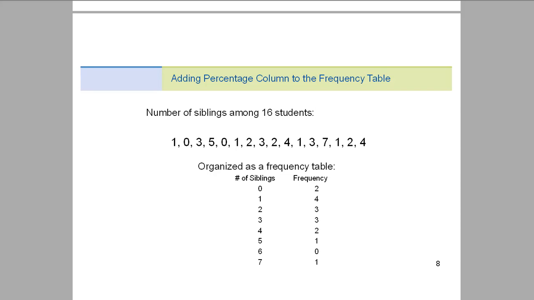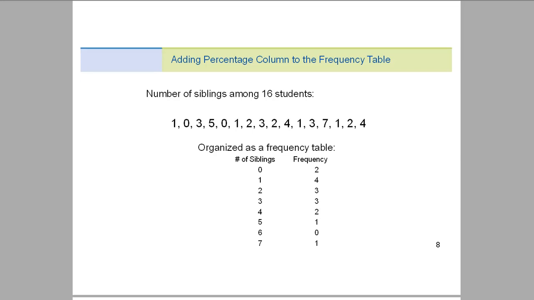Hi everyone. Now we know how to construct a frequency or an ungrouped frequency table by hand. In this video, we're going to see the value of adding a percent column and how much information we can get from it. So let's go back to a previous example we saw, the number of siblings among students. Again, we have our raw data, we have our variable number of siblings, and we have our frequency, right? So we know 2 people have 0 siblings, 4 people in the class have 1 sibling, and so forth.